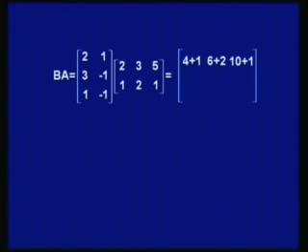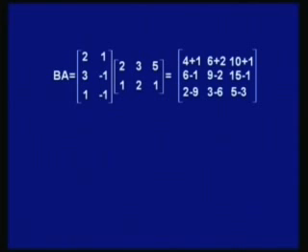Similarly, the second row multiplied by the first column, second row multiplied by the second column, second row multiplied by the third column, and the third row is obtained by multiplying the third row of this matrix by the first column, third row by the second column, third row by the third column, and we have a 3 by 3 matrix. That is clear from the order of B and A matrices. So BA is a 3 by 3 matrix.